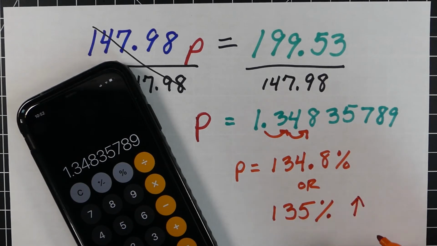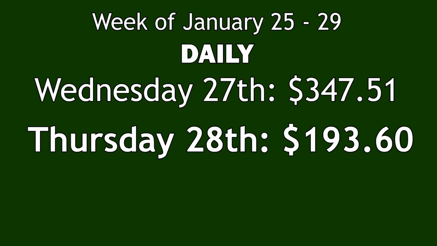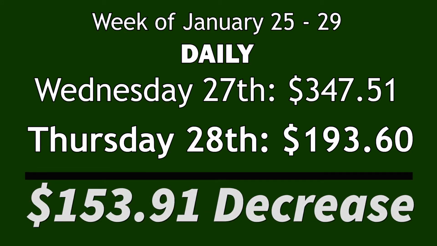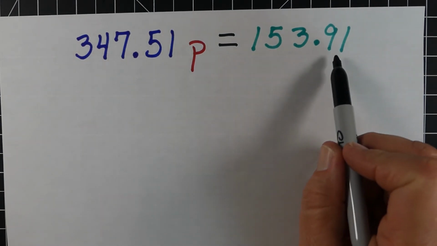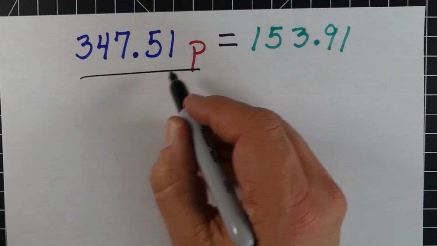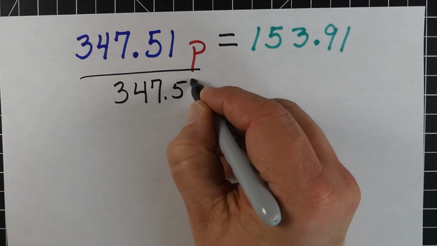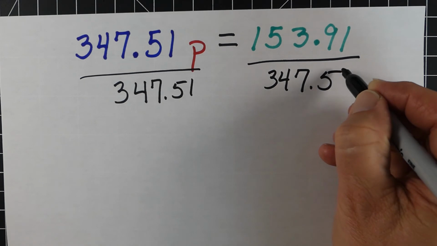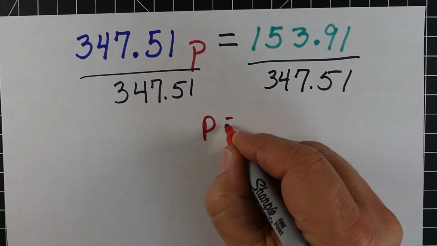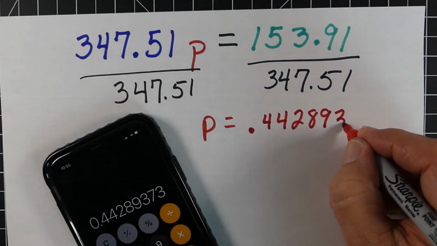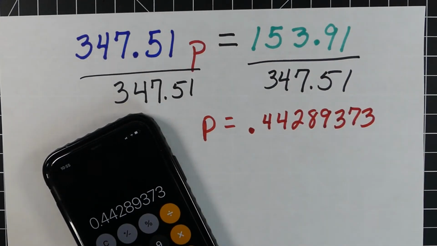Now, the next one we're going to look at from Wednesday to Thursday. Now this one actually went down from 347 to 193.60. So this was a pretty big drop of $153.91 in one day. So we divide both sides by what the amount was, I believe it was on Wednesday, which was the 347.51. Now on the left side, we're just going to be left with our variable P. On the right side, we divide the 153.91 divided by 347.51. You see we get 0.44 and so on.